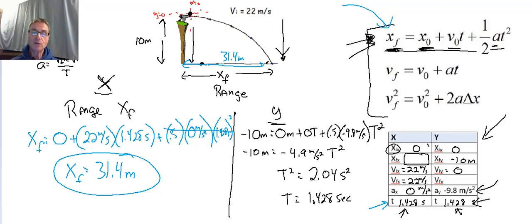So what did I do here? I collected all the information that we had from the start and added it to the table. I solved for time because time is one of those key variables that we're going to need on both sides. I had all the information I needed on the y side. I solved for time, moved that over to the x side, and then I had enough information to solve for the x side.